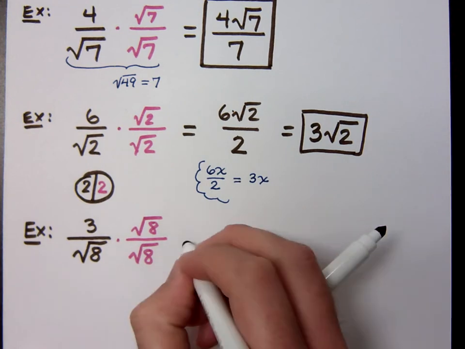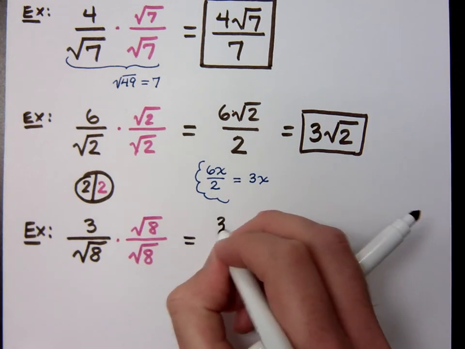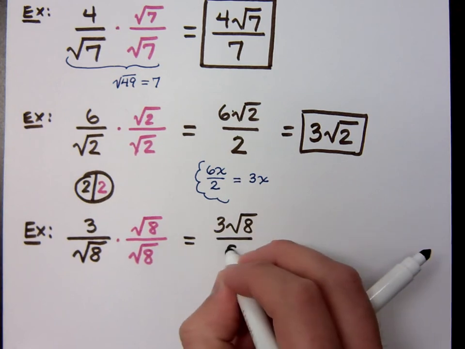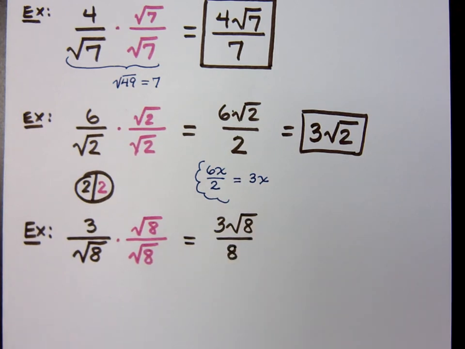So what do you get in the numerator? 3 square roots of 8 over what? 8. We use prepositional phrases when we're saying that, although we did say over 8. Anyway, I'm not done here though.